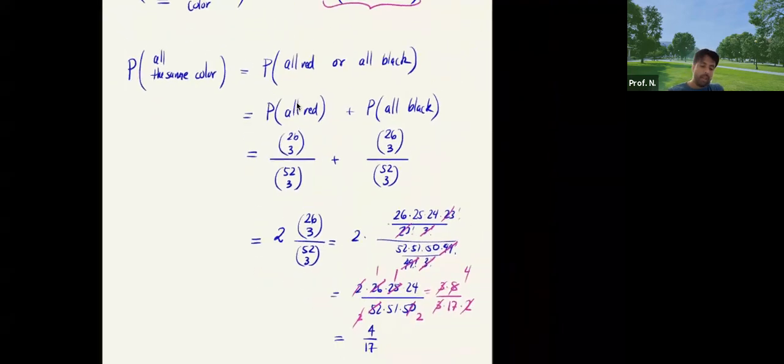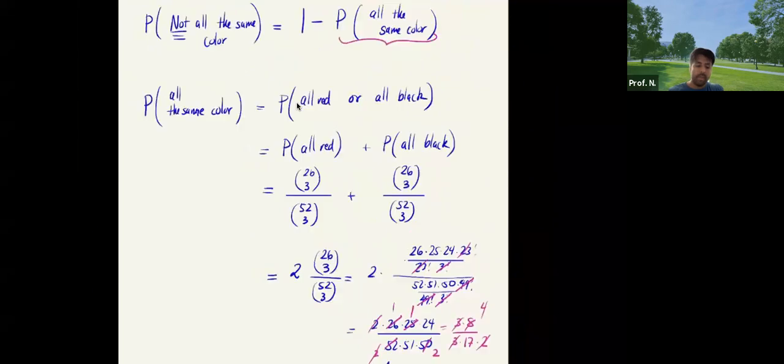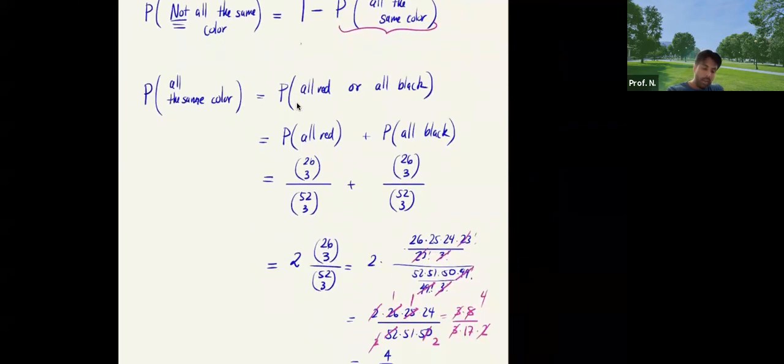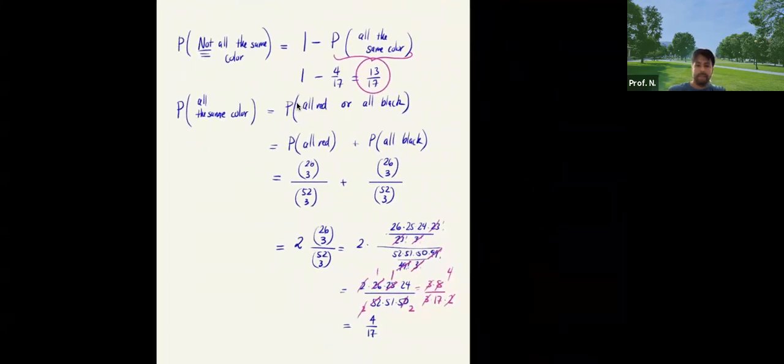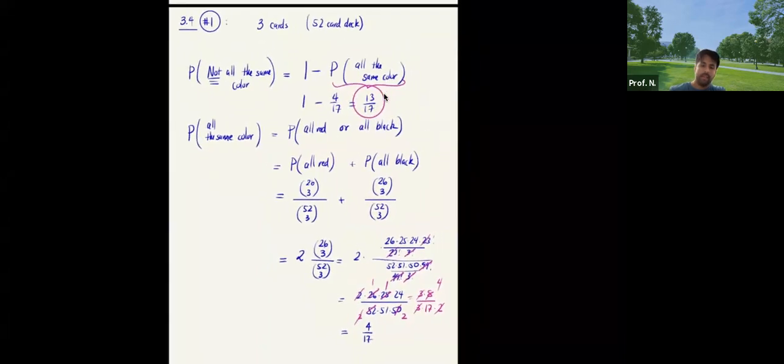So that's the probability of getting the same color. What's the probability of getting not all the same color? 1 minus 4 over 17, which equals 13 over 17. Done. Excellent, right? It feels good when things work out so nicely.